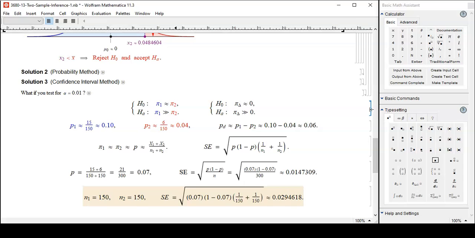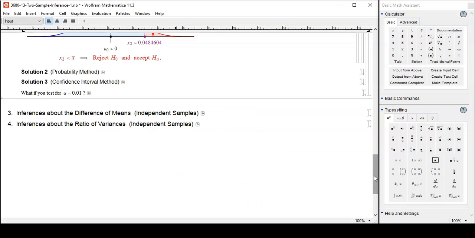Looks like everything is revolving around the SE formula. Otherwise the same. We're going to need more explanation on the SE formula in a separate video, which we will come back and do in just a moment.